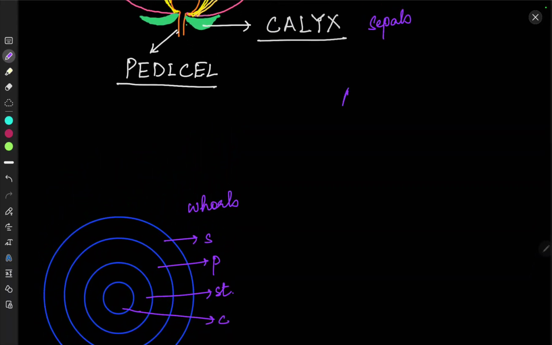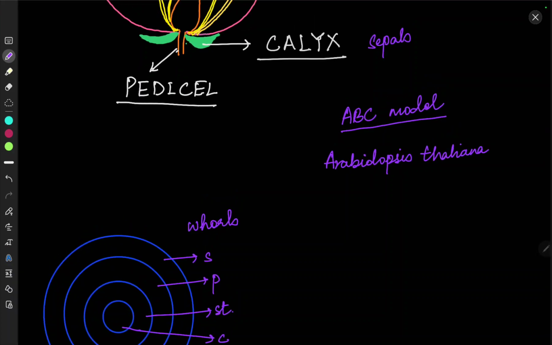Now coming back to the ABC model. This was first observed in the plant Arabidopsis thaliana. In the word ABC model, ABC represents the genes or the class of genes which are responsible for regulating the floral organ development, and it is because of this reason only that these genes are also known as floral organ identity genes.